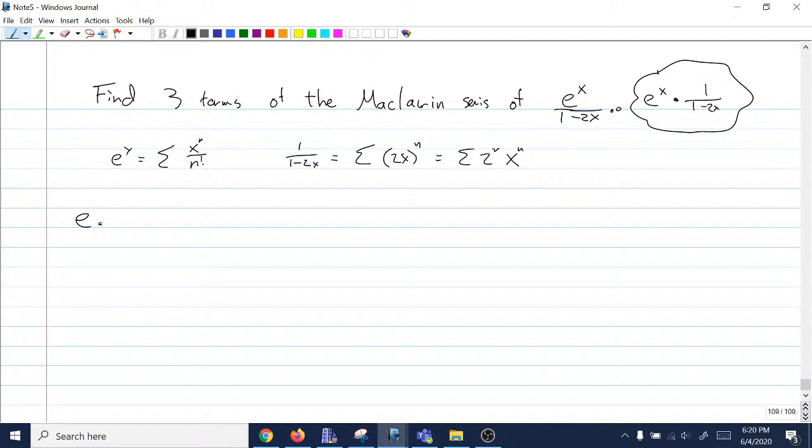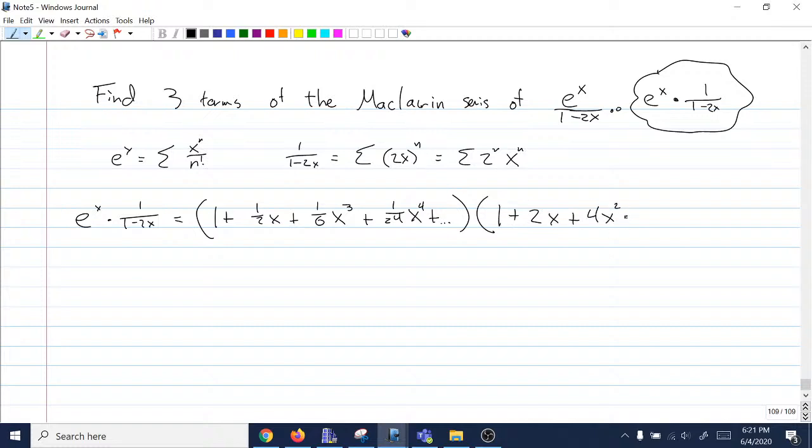So their product, e to the x times 1 over 1 minus 2x, is going to be, I need 3 terms, so I'll do 3 terms of each. When there's no zeros, this is easier to understand. 1 plus 1/2 x plus 1/6 x cubed plus 1 over 24 x to the 4. I went past the place I needed to. The first several terms of this are going to be 1, 2x, 4x squared, 8x cubed.